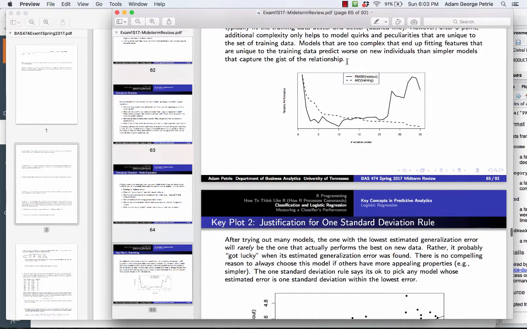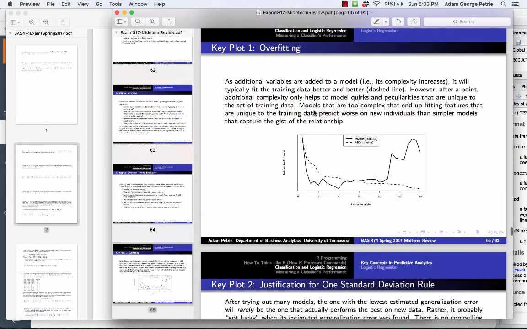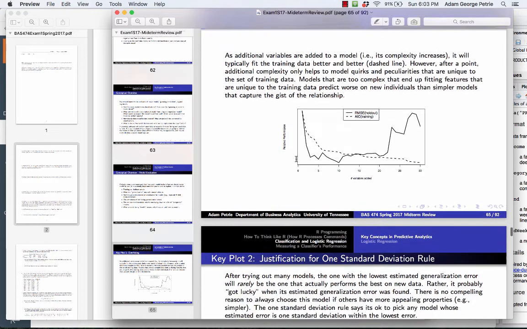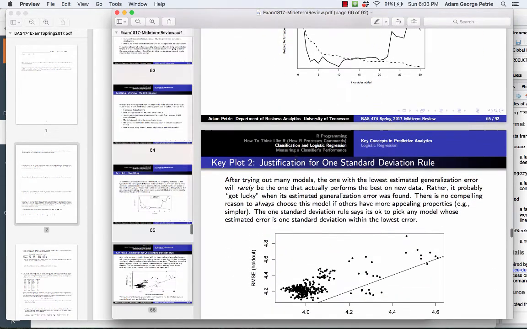Be able to talk about this sort of plot here. Overfitting is something we definitely want to avoid in predictive analytics. Knowing what overfitting is, why it happens, how to avoid it, and to choose the optimal complexity of a model, something that I'm going to hold you to.